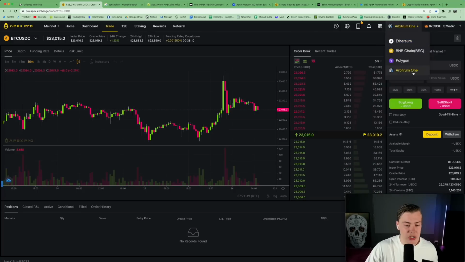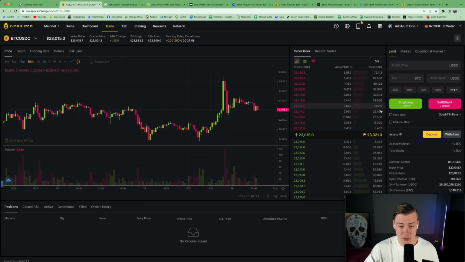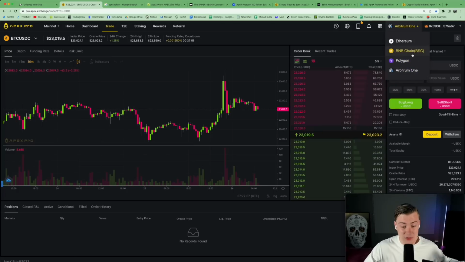And of course, you can bridge across to any one of these networks using a bridge, for example, the Synapse bridge. Once you have USDC in your wallet, you'll just need a little bit of gas in order to approve transactions. It's very, very small if you're using a layer 2 like Arbitrum or Polygon or BSC. It's a little bit higher if you're using Ethereum, where you'll need to pay ETH gas fees.